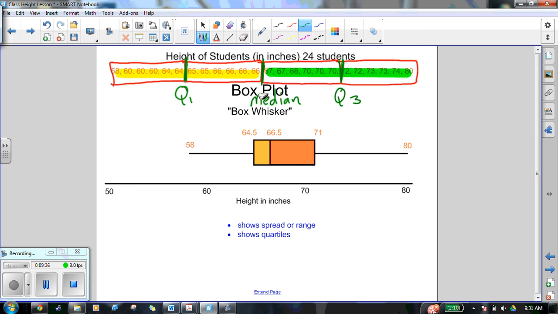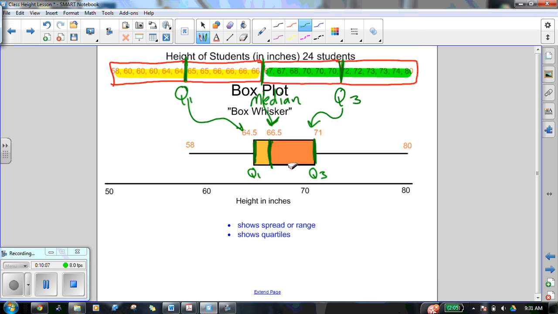Well, the median is always shown right here, and that is the middle of the box. You can see that line right here. And then the quartile 3 between 70 and 72 is right here at 71, and that's that value right here. And then this quartile 1, which is the average between 64 and 65, is 64.5, we can see right there. So the ends of the box are quartile 1 and quartile 3. And the middle of the box is the median.